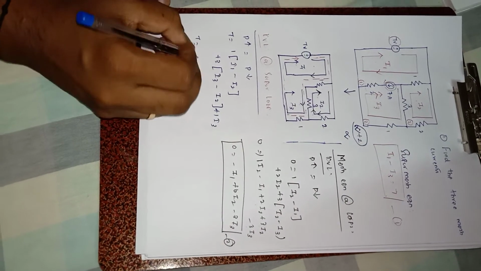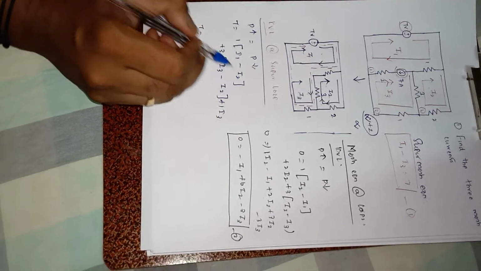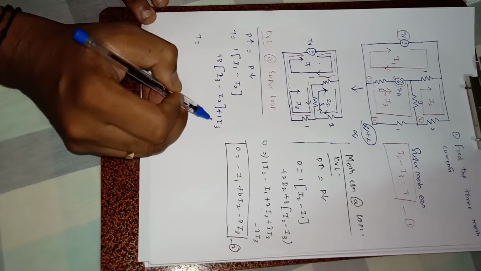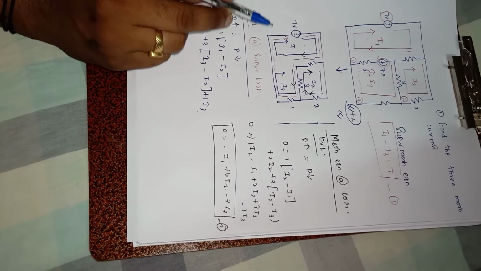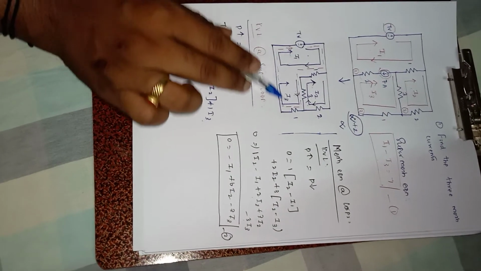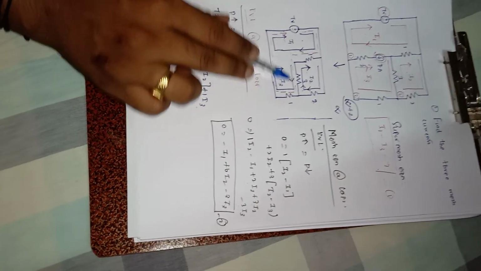So 7 is equal to 1 times (I1 minus I2) plus 3 times (I3 minus I2) plus 1 times I3. The foremost point that you have to concentrate on here is that in this super loop, I1 is a major current.